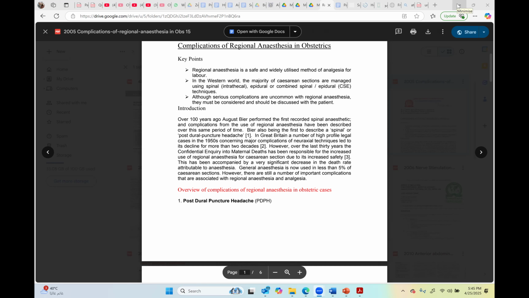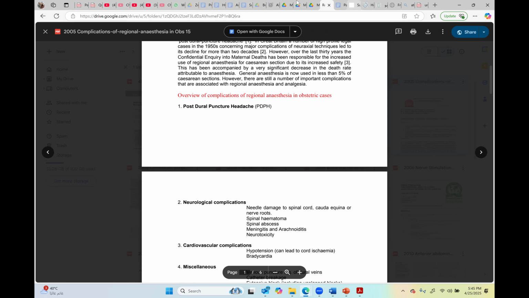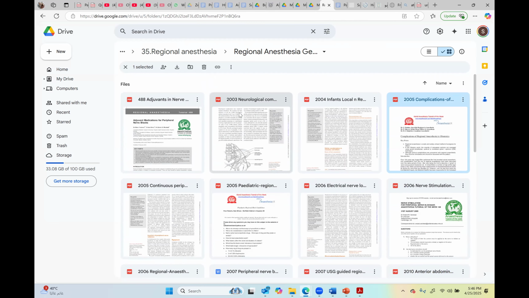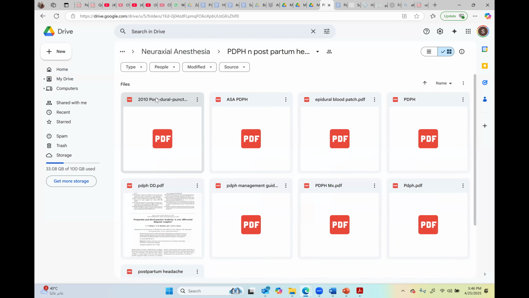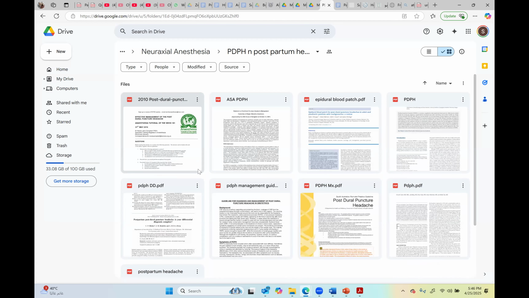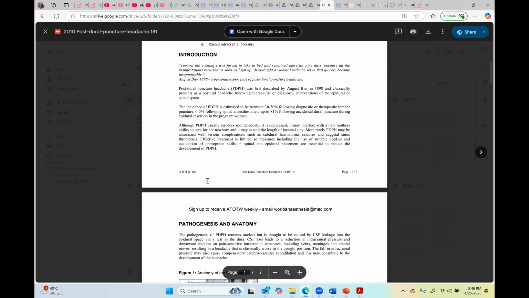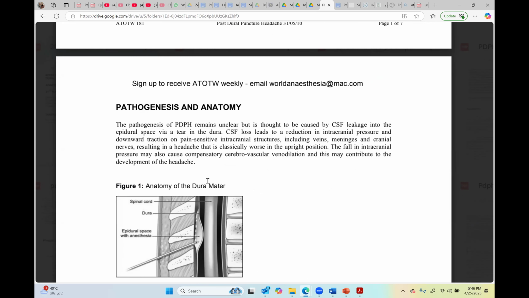Another thing, a few words about PDPH. Why does PDPH occur? It happens because of stretch of the meninges due to the leak of CSF from the epidural space. What is the character of this PDPH? It's positional. It gets aggravated when the patient is sitting or standing. Mostly it is frontal or occipital, with tension on the brain and neural structures.